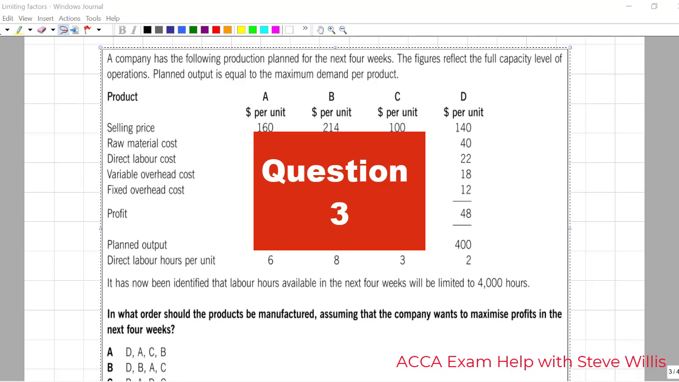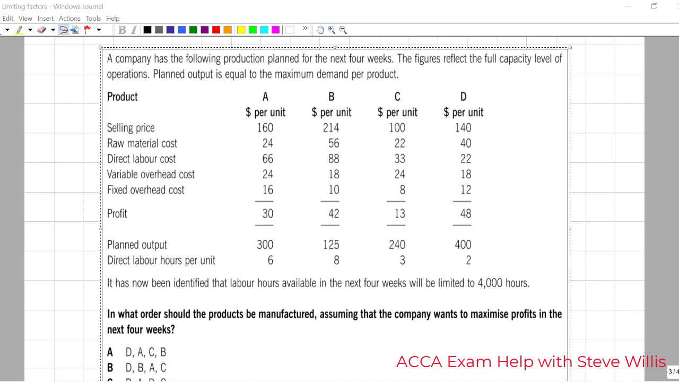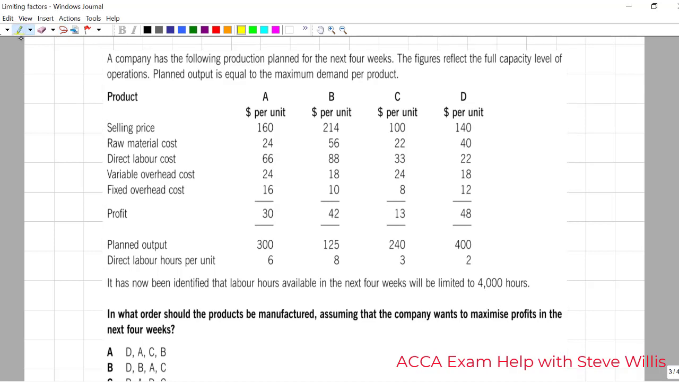Here's a classic question. Set a production plan when we have a single limiting factor, and we do this by focusing production on maximizing contribution per unit of scarce resource. So, do we know anything that is scarce? Labor hours are scarce. And they ask us, what is the order of production? In what order should we produce the products?